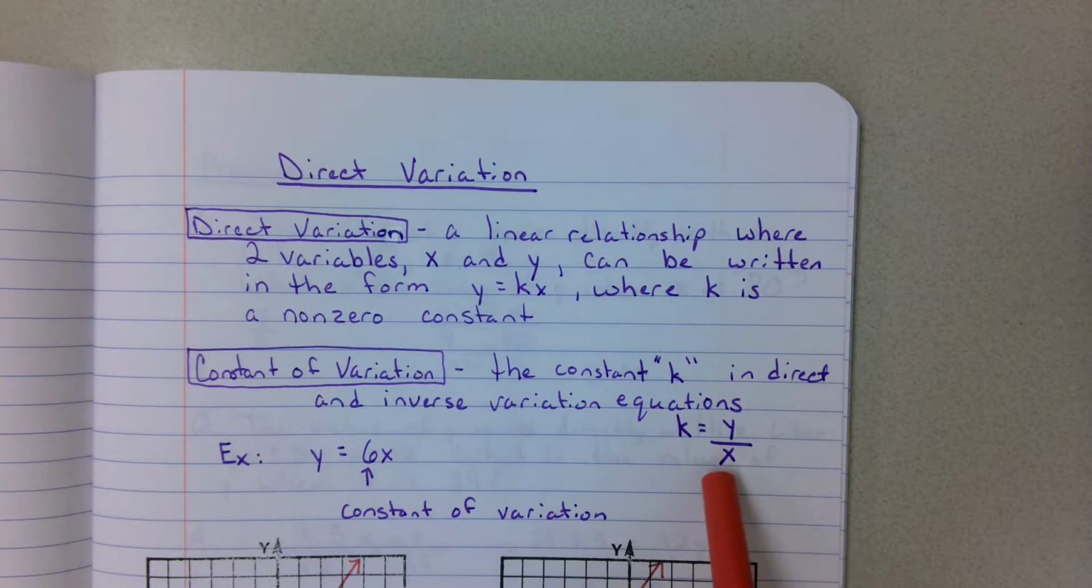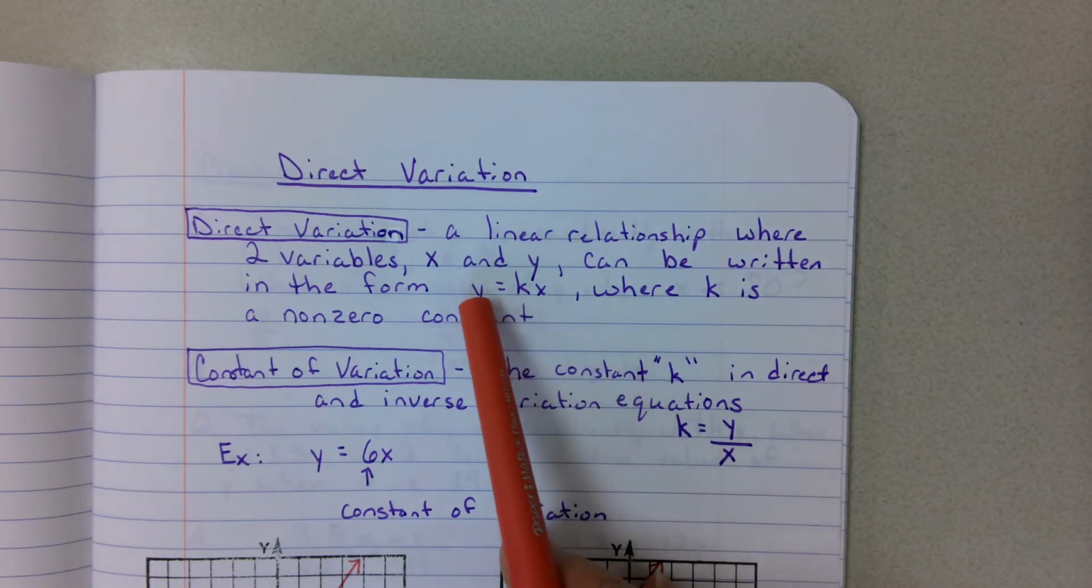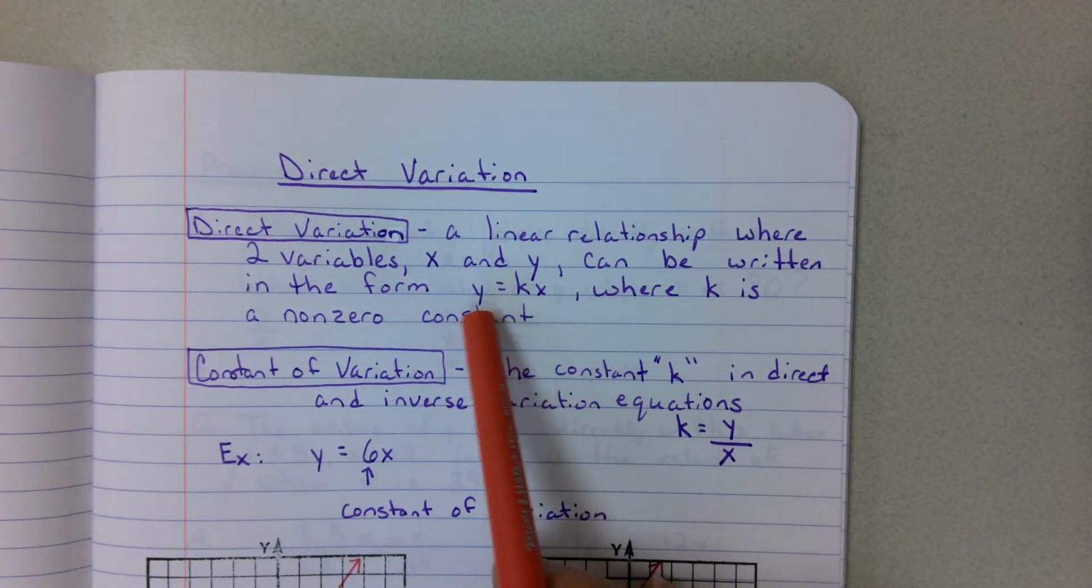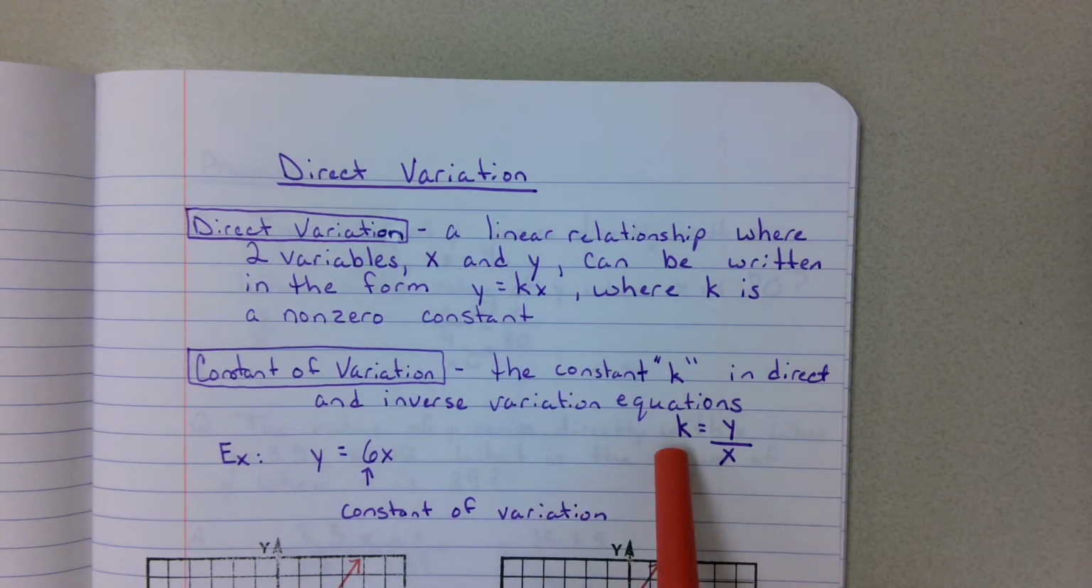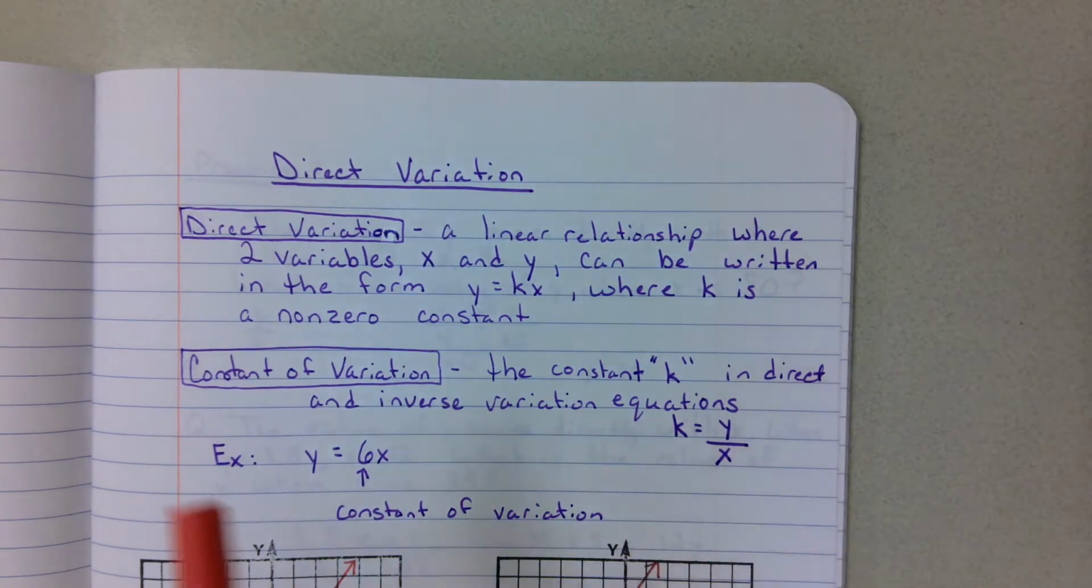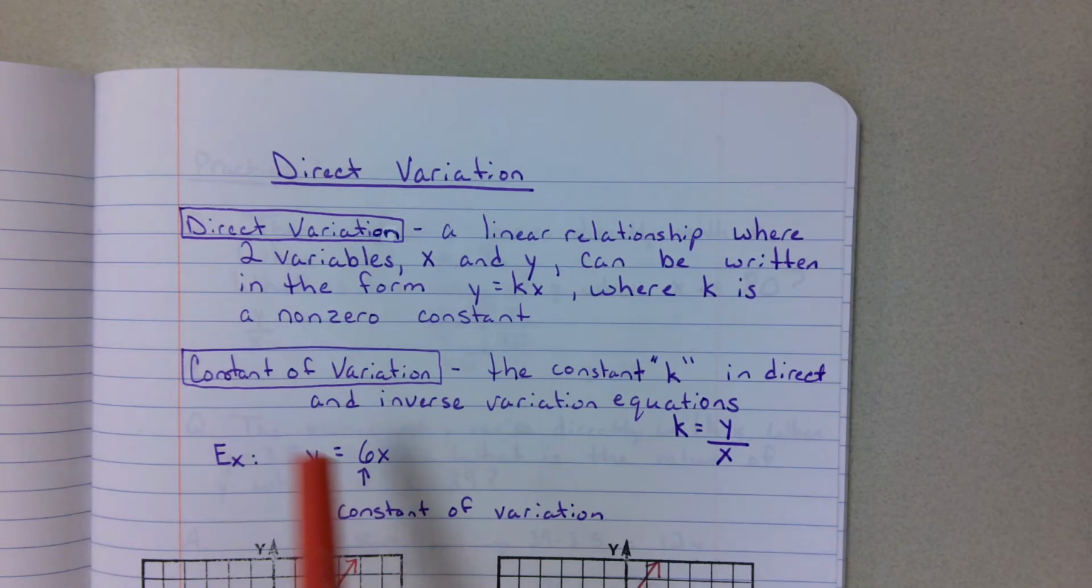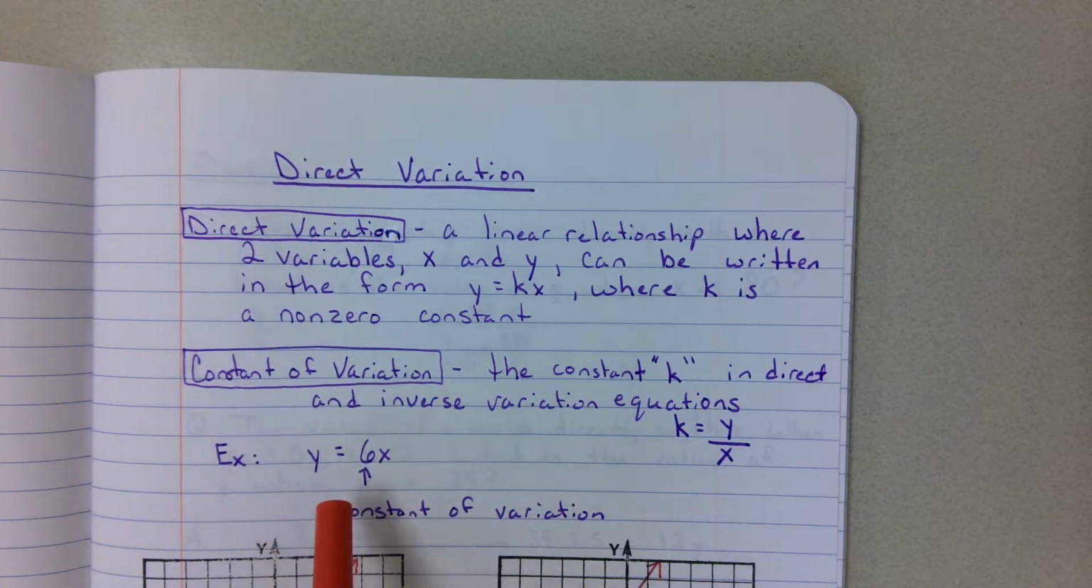So I've given you here, all I've done is taken our direct variation equation and solved for k, isolated k. So when we are given x and y, this is how we're going to find k. And an example of constant variation, so here's our equation of direct variation, and our k in this example is 6.